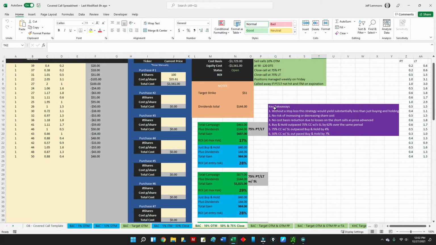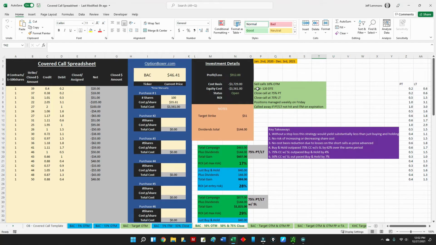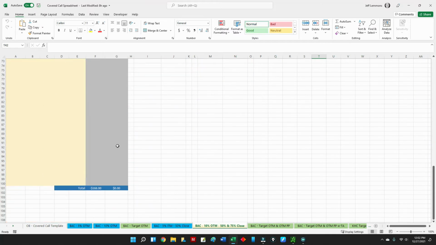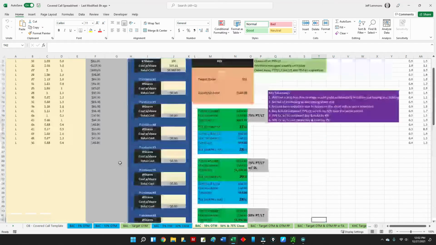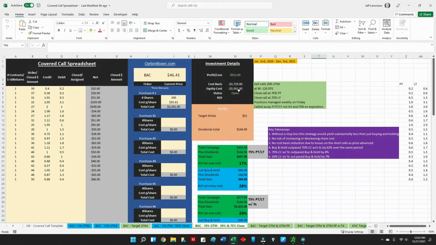Just take a look at my key takeaways just so I don't forget anything. Without a stop loss, this strategy would yield substantially less, which I mentioned. No risk of increasing share costs because you're basically just buying it once and you're closing, because you have such a large time frame, more often than not it's going to reach the target before it gets to expiration. There was no cost basis reduction because of the losses on the short calls. You can see down here, I had a net loss on all my short calls, so I didn't receive any cost basis reduction. In fact, my cost basis is actually higher, so that's a pretty big deal.